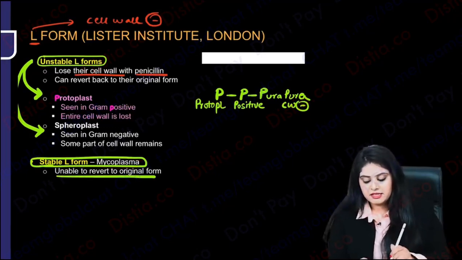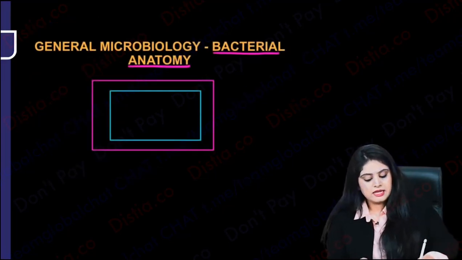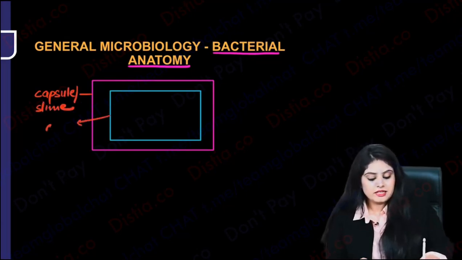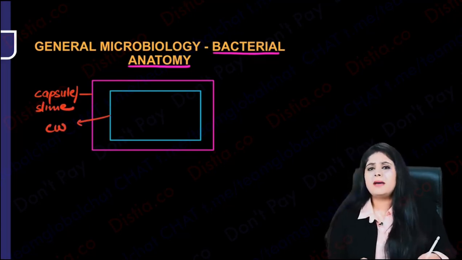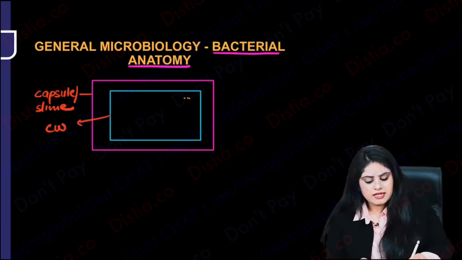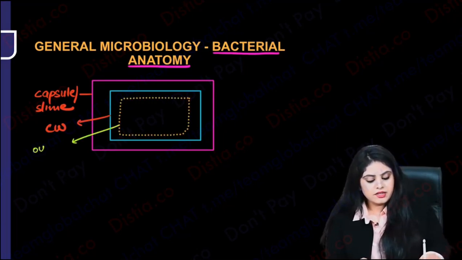So where are we, guys? We have done the outermost layer. The outermost layer was the capsule, or you can call it a slime layer, whatever you want to call it. Next, we have studied the cell wall. If it was a gram negative organism, I would have had an outer membrane also. Remember, I told you there are some extra layers that God has given it to compensate. So it is an outer membrane only if it was a gram negative organism.